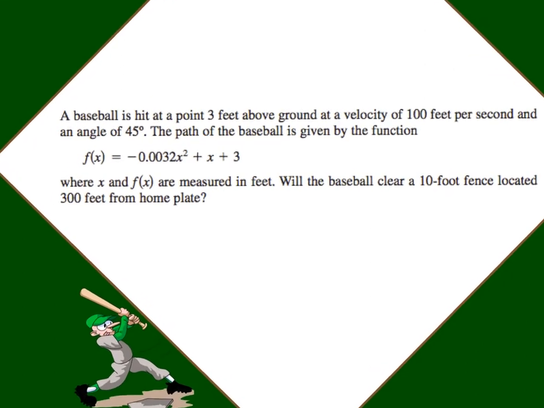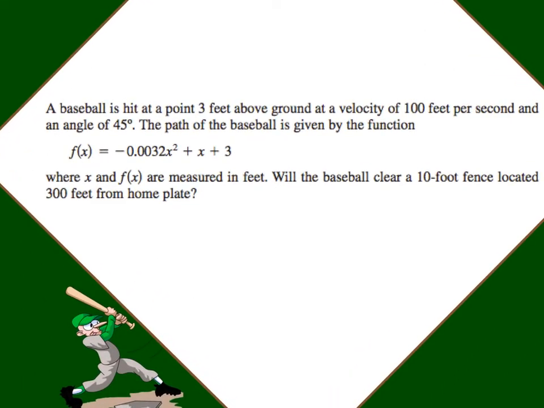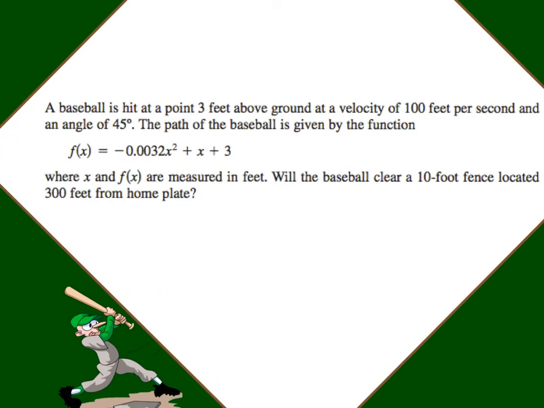The baseball is hit at a point 3 feet above the ground at a velocity of 100 feet per second and an angle of 45 degrees. The path of the baseball is given by the function f of x equals negative 0.0032 x squared plus x plus 3, where x and f of x are measured in feet. Will the baseball clear a 10-foot fence located 300 feet from home plate? All right, will it? How do I find out?